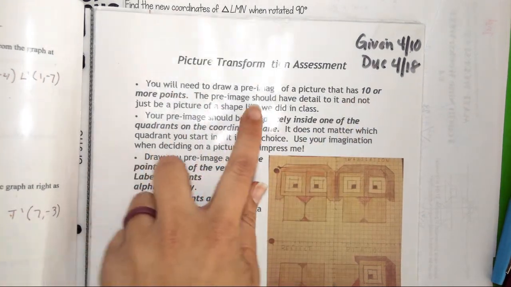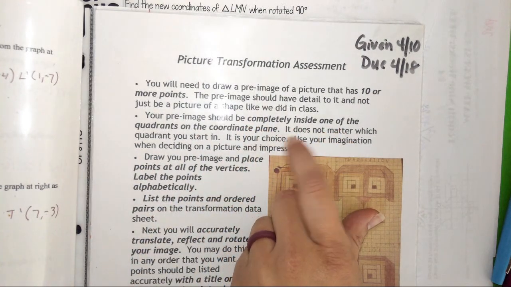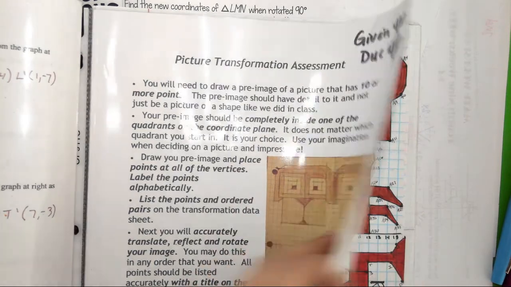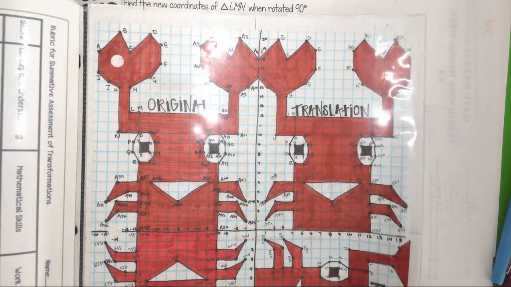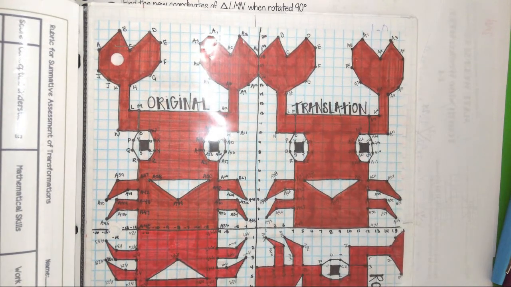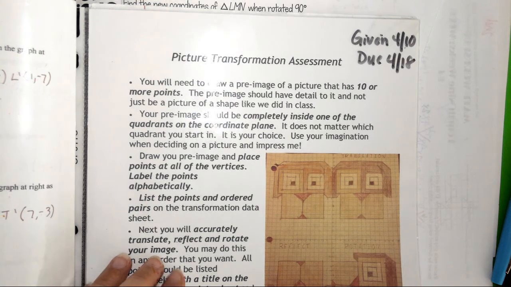So it says 10 or more points. Your pre-image should be completely inside one of the quadrants on the coordinate plane. Like this. That's so cute. I'm going to show you a couple. Did a student do that?